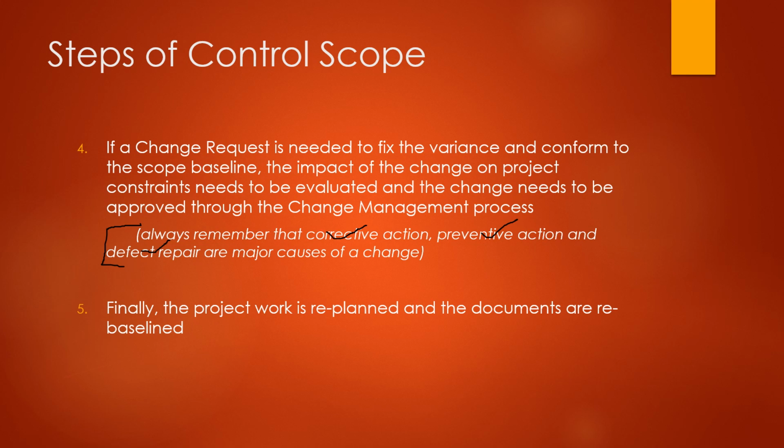So these were the 5 steps of how you control scope. You are doing your assessment, you're coming up with changes if there are any variances found in your assessment, and then you're performing the change control process, and you are doing the rebaselining of all the documents if a change is being performed.